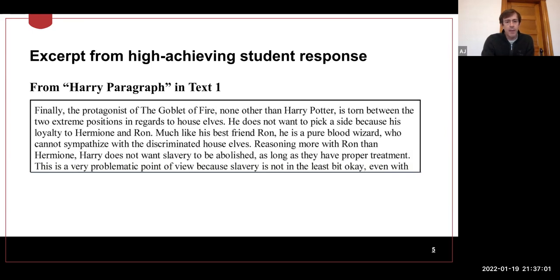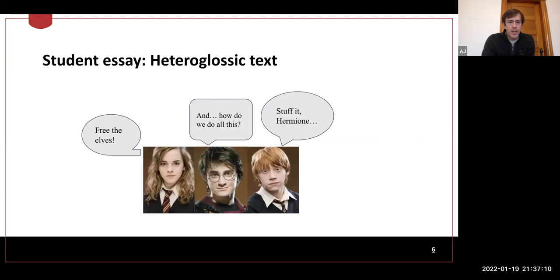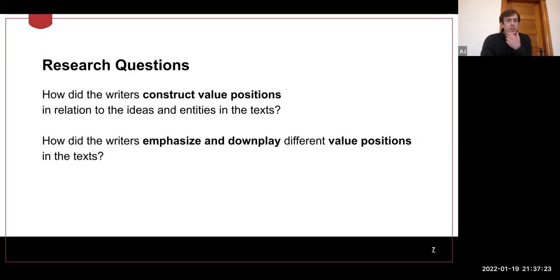So this is just a small example of what the texts were like as they investigated the characters' value positions in regard to this highly charged issue. So essentially the student essays become heteroglossic texts in which they are revoicing, or giving voice to, each character's view on elvish enslavement. So my research questions for this project studying these different student essays were: how did the writers construct value positions in relation to the ideas and entities in the text? And how did the writers emphasize and downplay different value positions, after they constructed those, to create their own value position in regard to the issue?